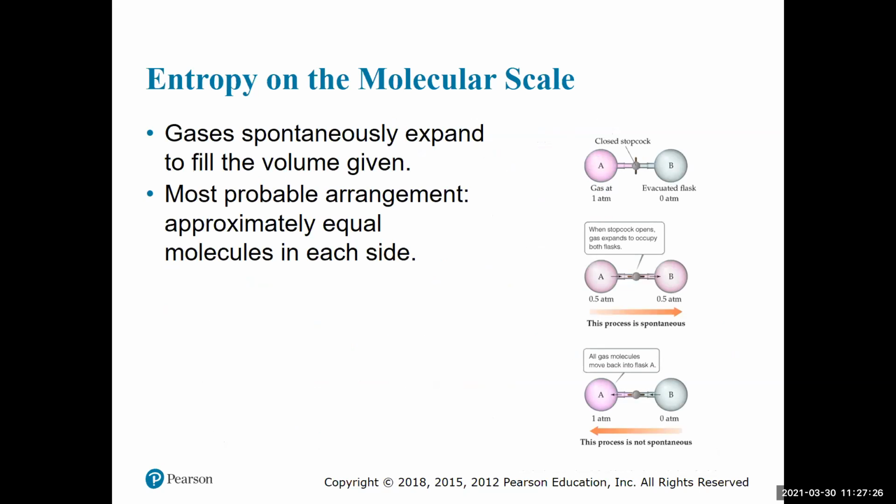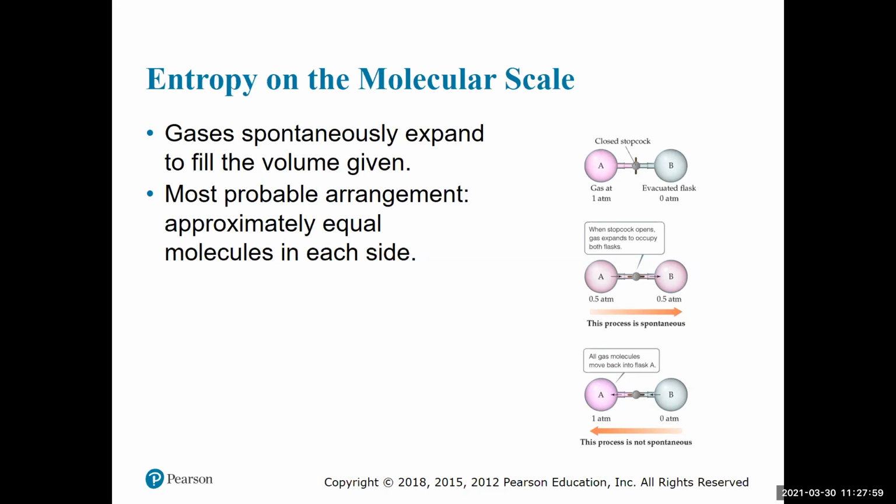So let's go back and take a look once again at this gas example and just talk about gases again. Looking at the top figure, we have all of our gas at 1 atmosphere on the pink side labeled A. The right-hand side, labeled B, has nothing there. The stopcock is closed. We open our stopcock, and what happens?